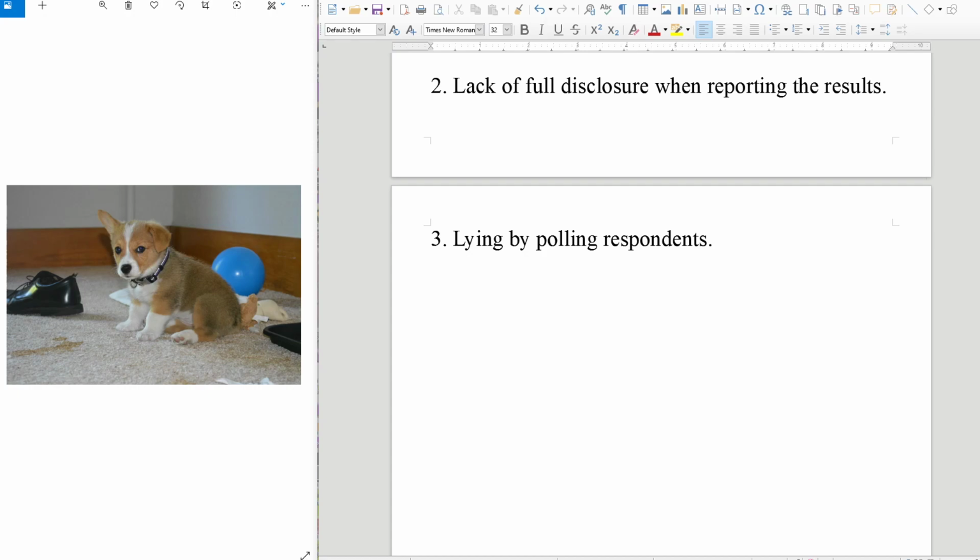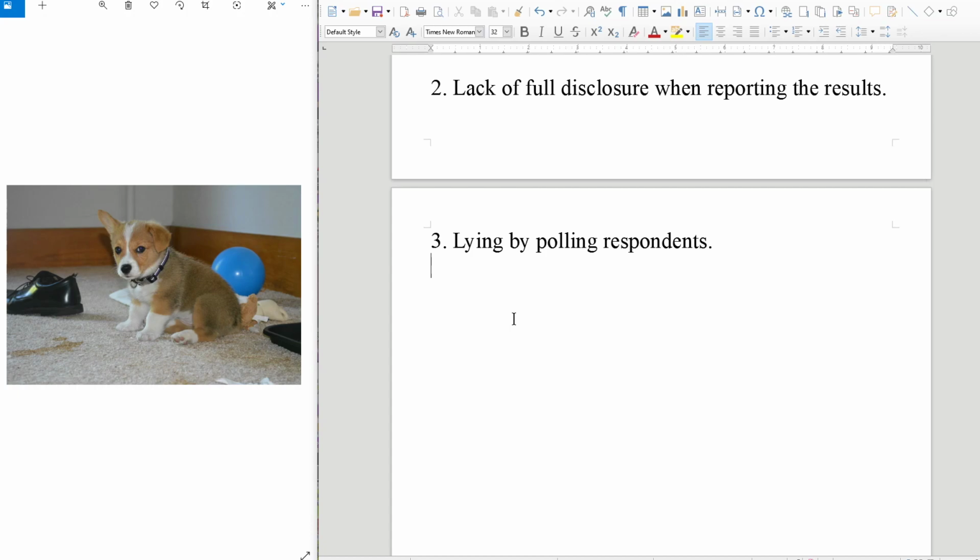All right, so that's number 3, lying by poll respondents. This could always be a problem, but the more you're getting into socially sensitive topics, the more of a problem it'll be. Number 4, factors that can influence surveys is non-respondents influencing the sample.